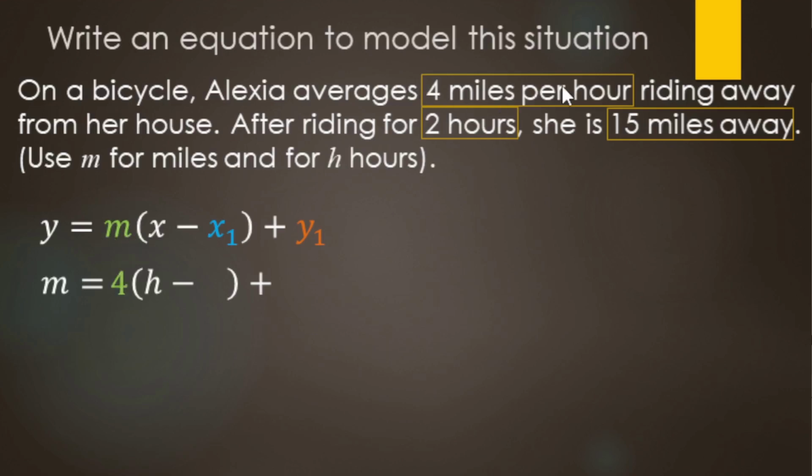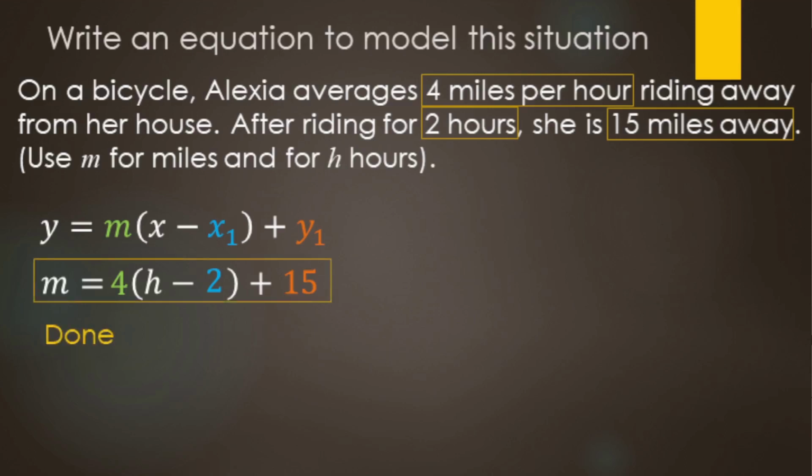So in that case, it says it right there, 4 miles per hour, so that's going to go there. And then our x1, that's our independent variable. In this case here, that's going to be the 2. So that's going to go there for x1. And then our y1 is going to be replaced. Our dependent variable is the m for miles. So 15 miles is going to go there. It's going to replace the y1.